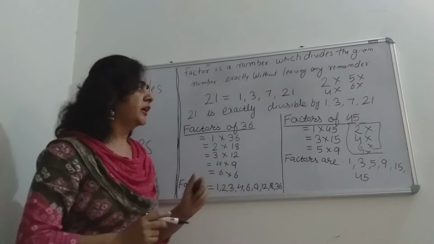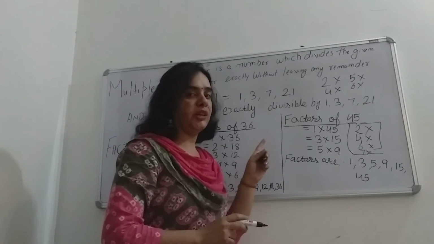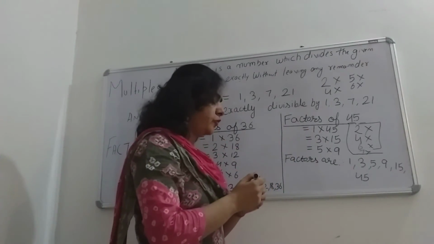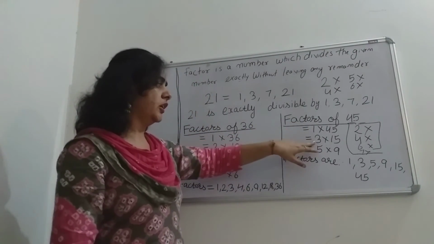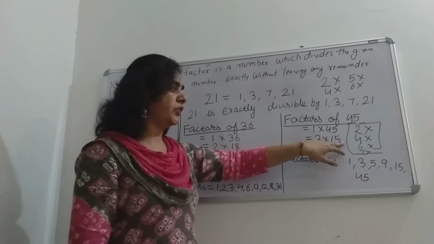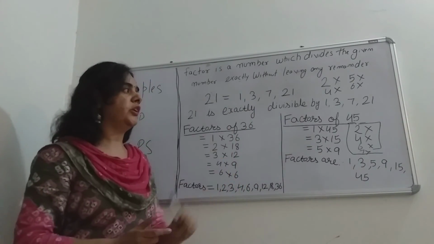So we can see that the factors of 45 are, and you have to write them in ascending order. If you have to write the factors of 45, how will you write? The first factor will be 1, then 3, 5, then 9, 15, 45. So these are the factors of 45.